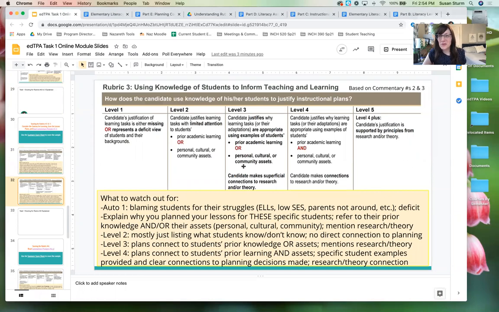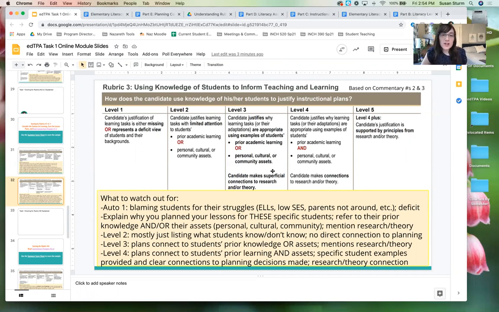And the Rubric 3, it doesn't have an IEP or 504 level 1 automatic, but it does have deficit view. So if you talk about your students' backgrounds from a deficit lens, talking about their needs as things that are deficiencies or things that are errors or are bad for them, or you blame their parents for everything in their lives, that's a deficit lens, you'll get an automatic 1.